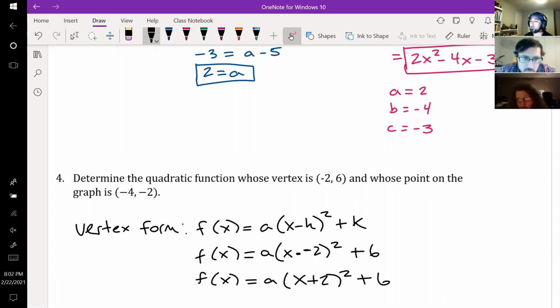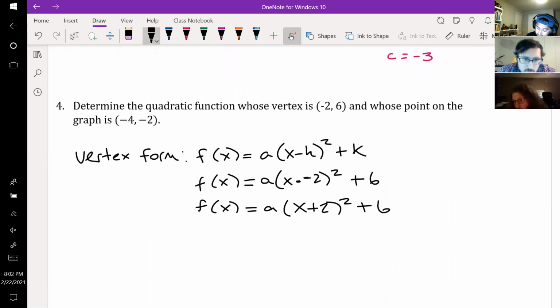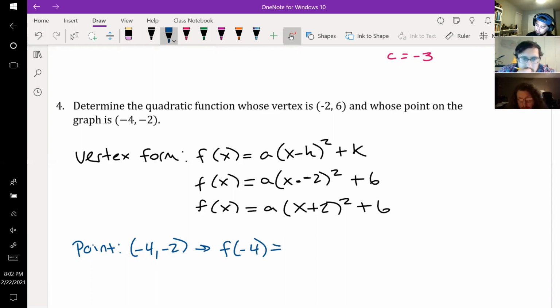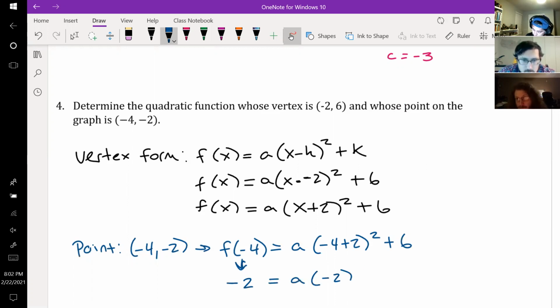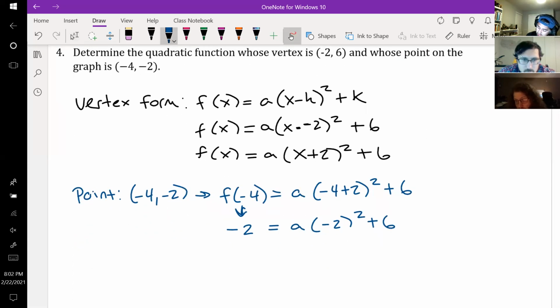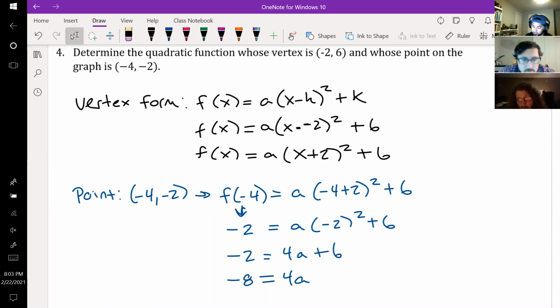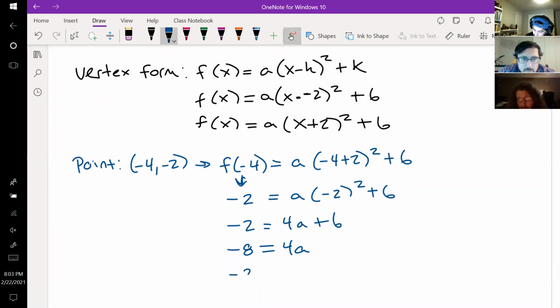And we need to solve for a. So what number can we plug in for x that they're giving us? We can plug in negative 4 because that should give us a y of negative 2. f of negative 4 equals a times negative 4 plus 2 squared plus 6. And what we're saying is that when x is negative 4, y becomes negative 2. And then you get a times negative 2 squared plus 6. And then that'll give me 4a plus 6. Move the 6 over. You get negative 8. Divide by 4, and a is going to be what? Negative 2. Negative 2 equals a.